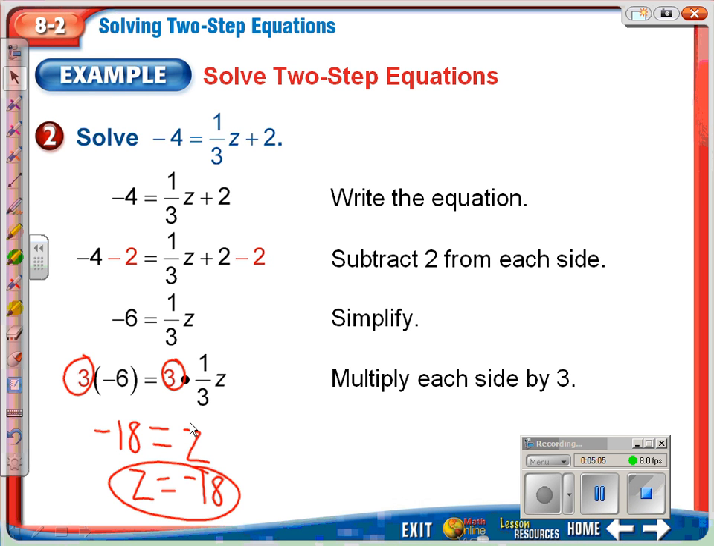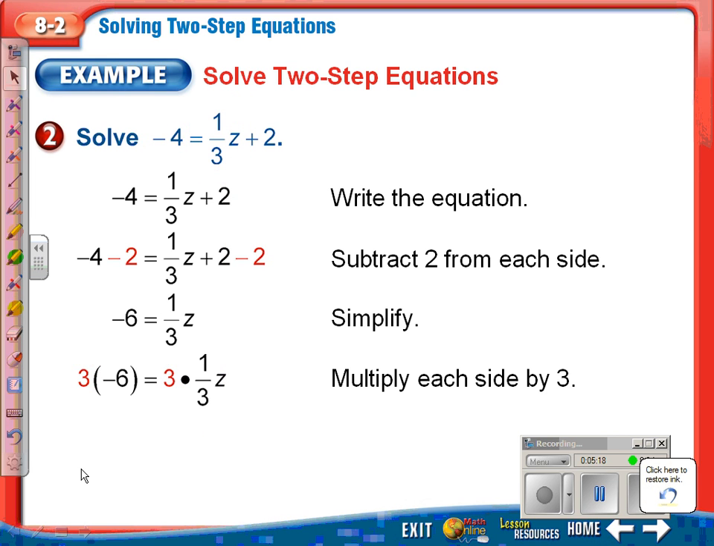And if I was checking my work, I would be able to substitute that in. 1/3 of -18 is -6. -6 plus 2, of course, checks, and that's a -4. Let's go ahead and do the next example together.